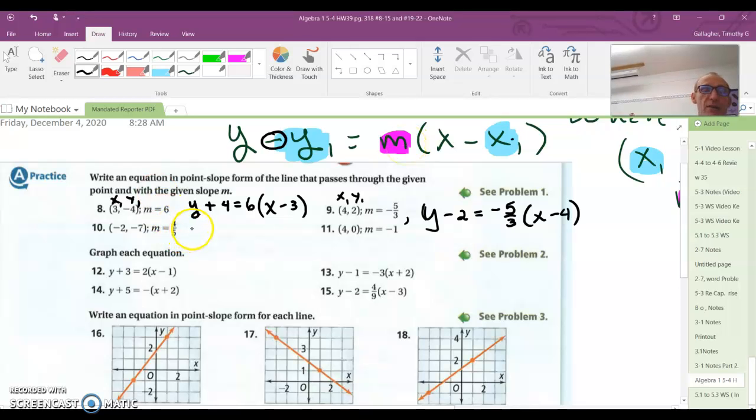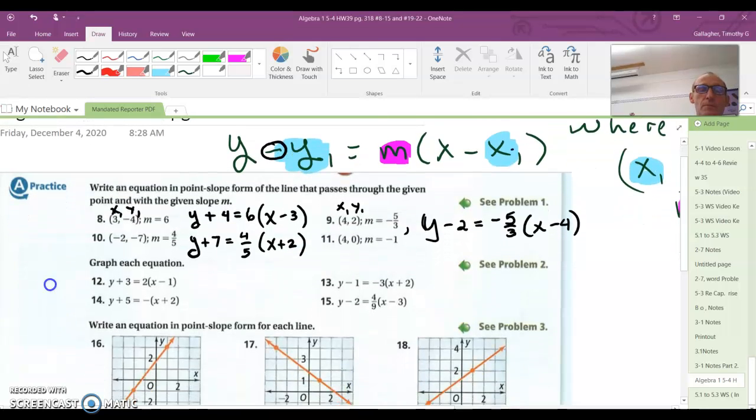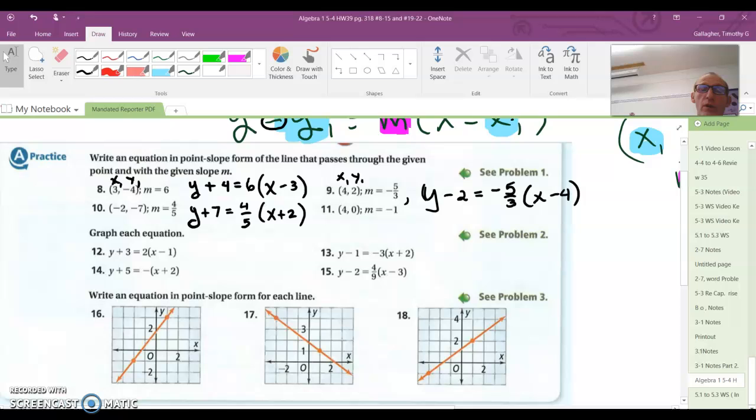Number 10 is going to be y plus 7 is equal to 4/5 times x plus 2. Okay? Now number 11 is y minus 0 is equal to negative 1 is the slope, parentheses, x minus 4.